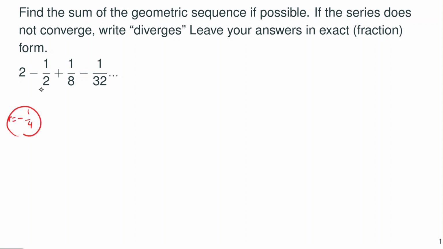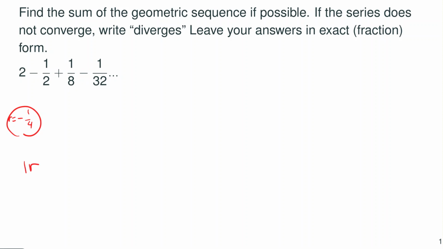Okay, so you can also do negative half divided by 2, which gives us negative 1 over 4. 1 over 8 divided by negative 1 over 2 gives us negative 1 over 4. Negative 1 over 32 divided by 1 over 8 gives us negative 1 over 4. So the common ratio is negative 1 over 4.